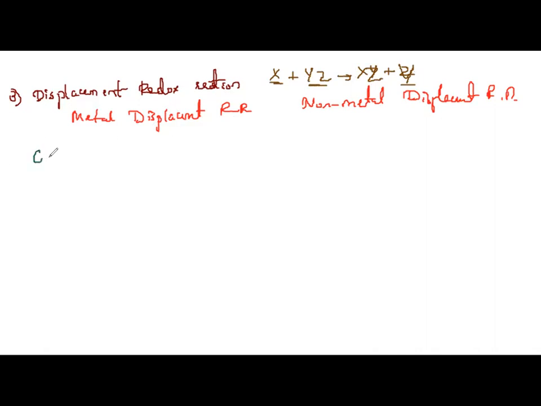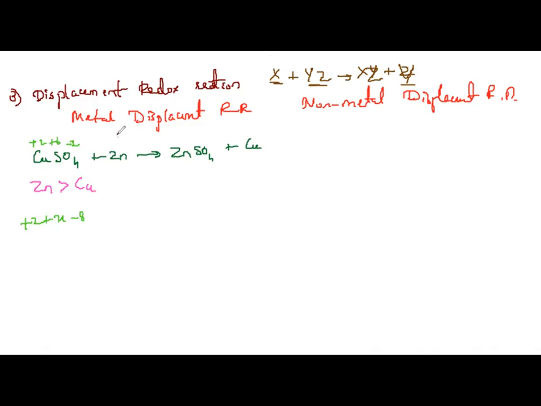Here, copper sulfate plus zinc gives zinc sulfate plus copper. Zinc being more reactive than copper has displaced copper from its solution. Write the charges. CuSO4: Cu is plus 2, oxygen is minus 2. So plus 2 plus X minus 2 into 4, which is minus 8. Minus 8 plus 2 is minus 6, so sulfur is plus 6.